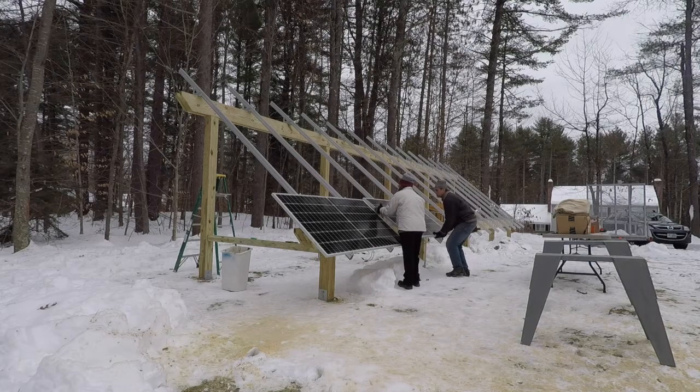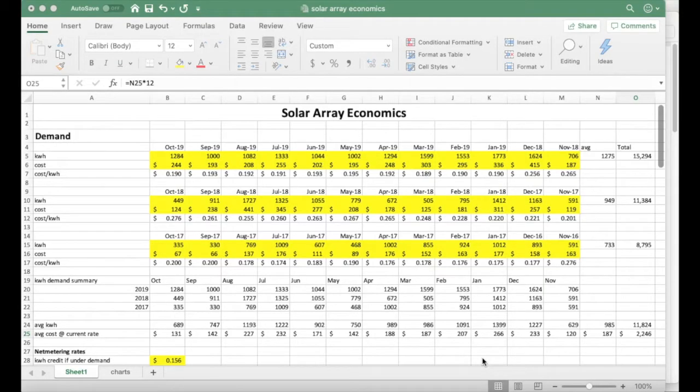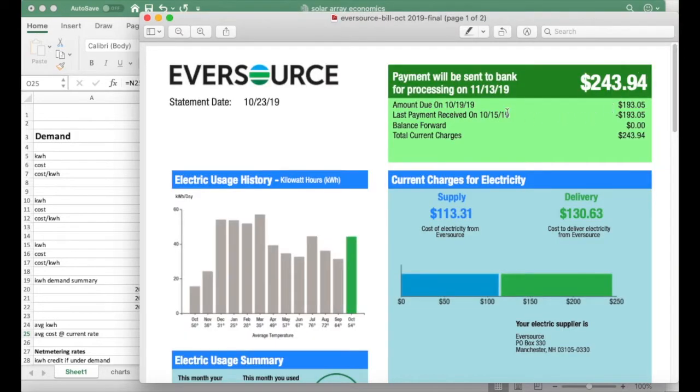So let's dive in. The first step is to figure out your average electrical demand, which is the top section of the spreadsheet. To do this, you want to go to your utility bill. What you are looking for on your bill is your monthly kilowatt hours, which is often abbreviated as kWh. Our utility, Eversource, also provided 12 months of history, which was very helpful for the spreadsheet.